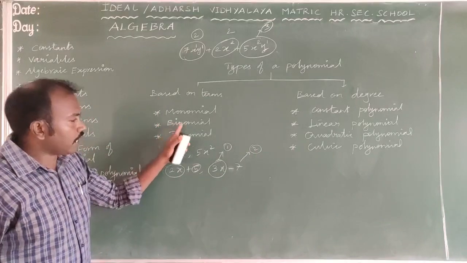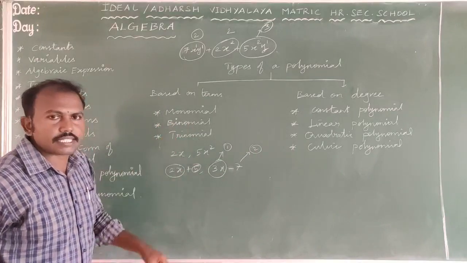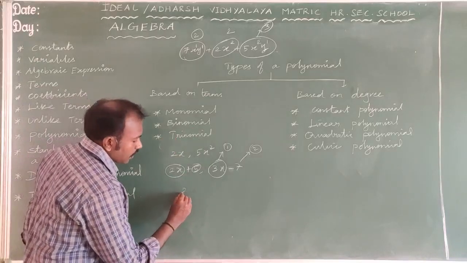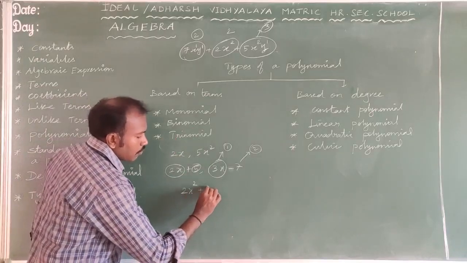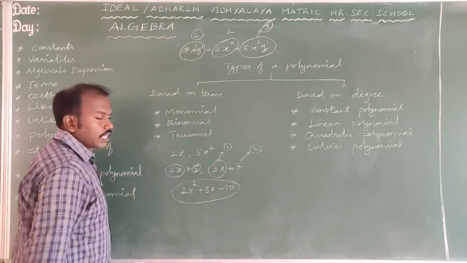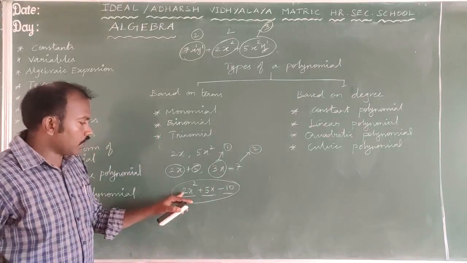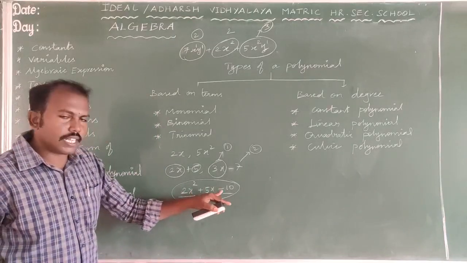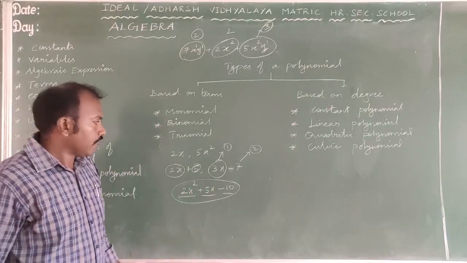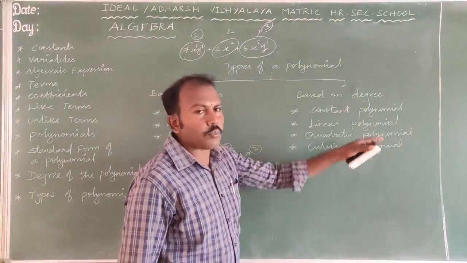So binomial contains two terms. Trinomial contains three terms. For example, 2x squared plus 5x minus 10. This is a trinomial. Yes, three terms, namely 2x squared, 5x and minus 10. Okay, right.